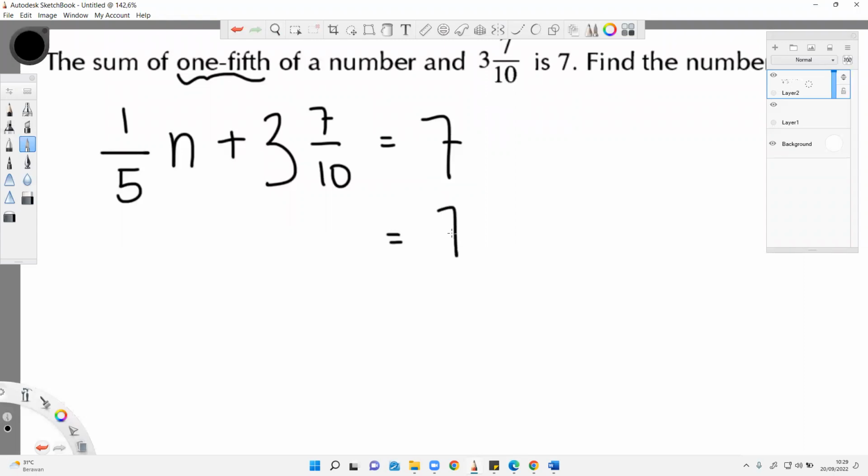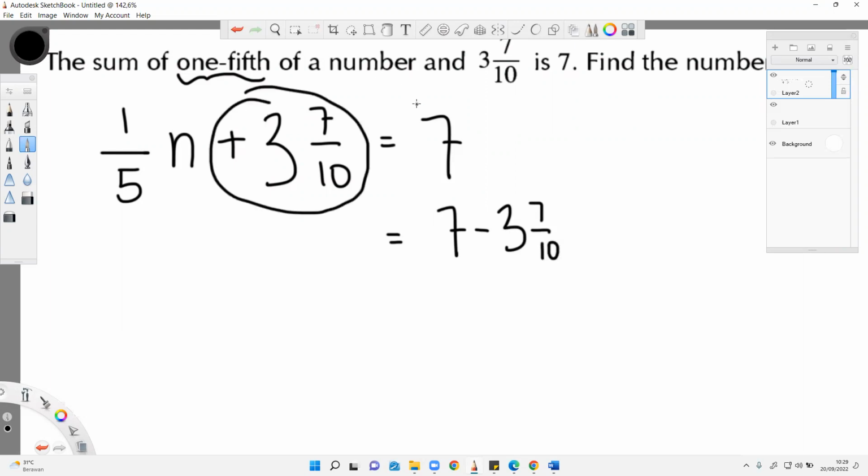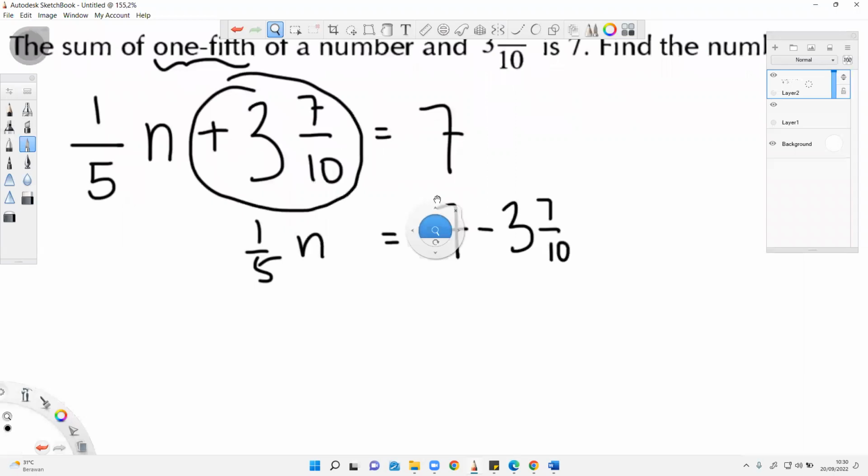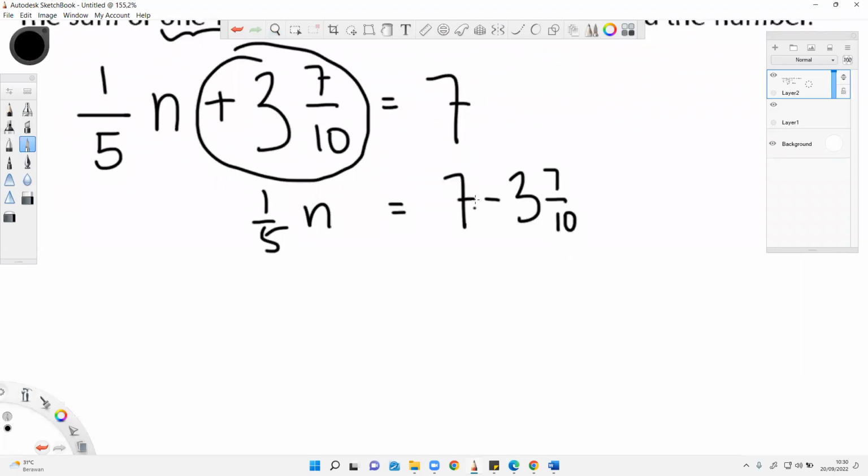Move the number to the right side. Okay? You do the plus, becomes minus. Write down 1/5n. Then what next? Try to solve one by one. This is still number minus mixed number. You change the mixed number to the improper fraction. I change the 7 to 7/1. The 3 7/10 becomes 10 times 3.